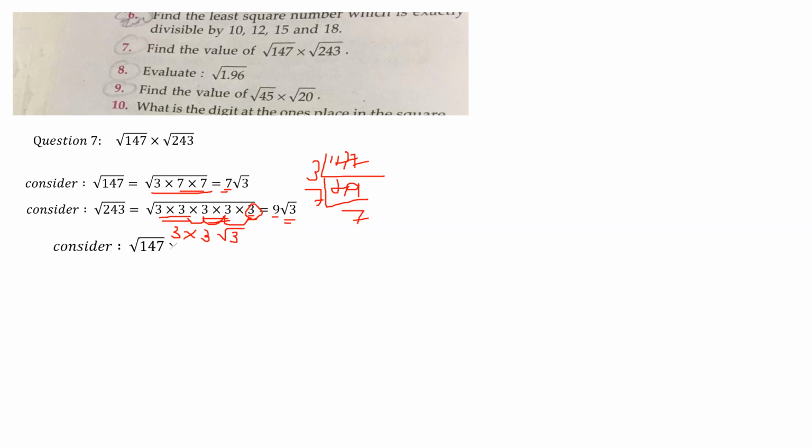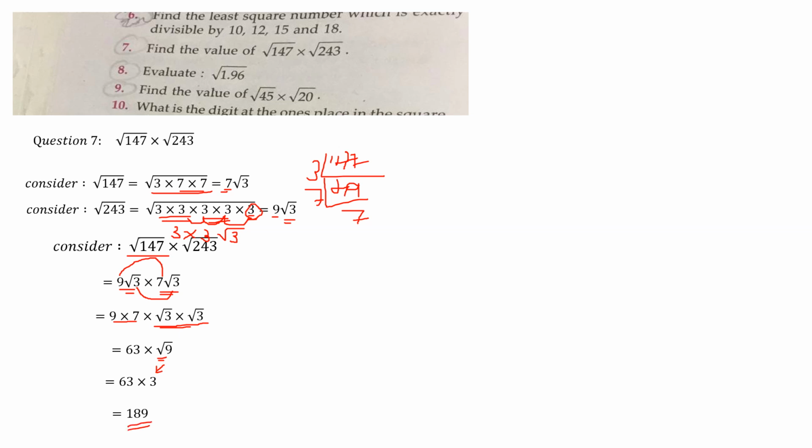Then considering the given question, square root of 147 into square root of 243. The square root of 147 can also be written as 7 root 3, and 243 is written as 9 root 3, where whole number into whole number is multiplied and irrational number with irrational number is multiplied. So 9 into 7 is 63, root 3 into root 3 is nothing but root of 9, which can also be written as 3. The square root of 9 is 3. Then by multiplying we have 189.